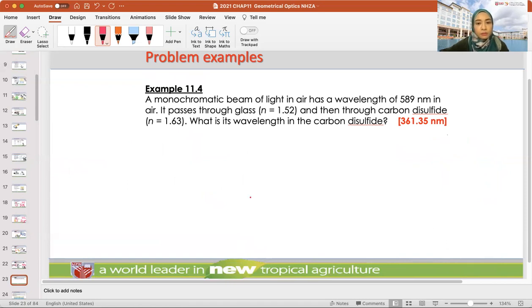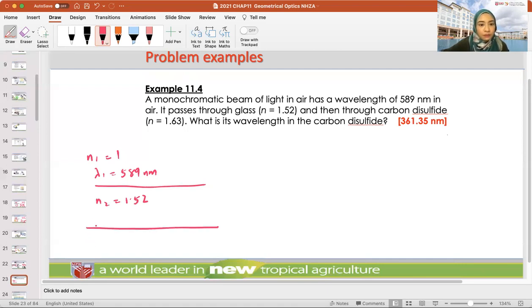A monochromatic beam of light in air has a wavelength of 589 nanometer in air. Okay, dua-dua kali. Has a wavelength. Okay, so lambda 1 is 589 nanometer. N1 in air is 1. Passes through glass, N2 is 1.52. And then through carbon disulfide, we have N3 is equal to 1.63. What is the wavelength in carbon disulfide?